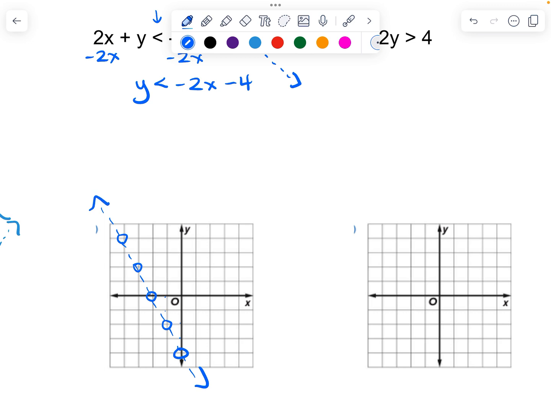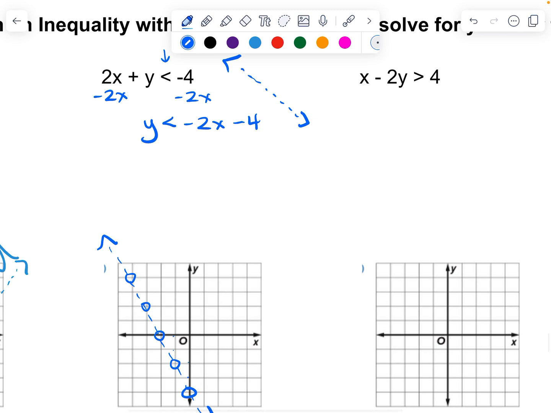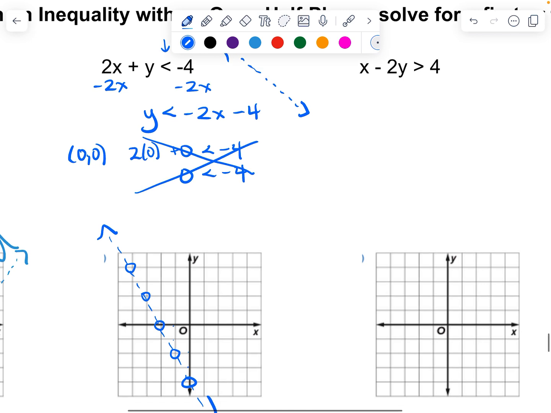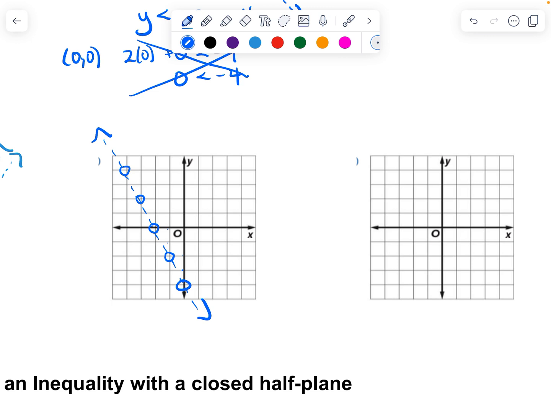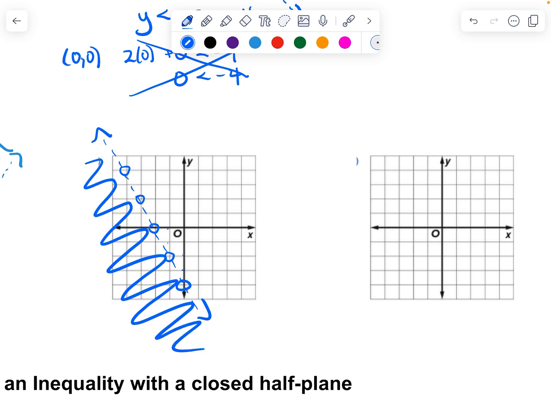Now we have to decide. Again, 0, 0 is the easiest one to plug in. You don't have to do that, but I like to do that one. 2 times 0 plus 0, is that less than negative 4? So 0 less than negative 4. Is that true? No, it's not. So the point 0, 0 does not work, so the other side will work. Now, if you want to make sure that works, we can take the point, I don't know, negative 5, 0.